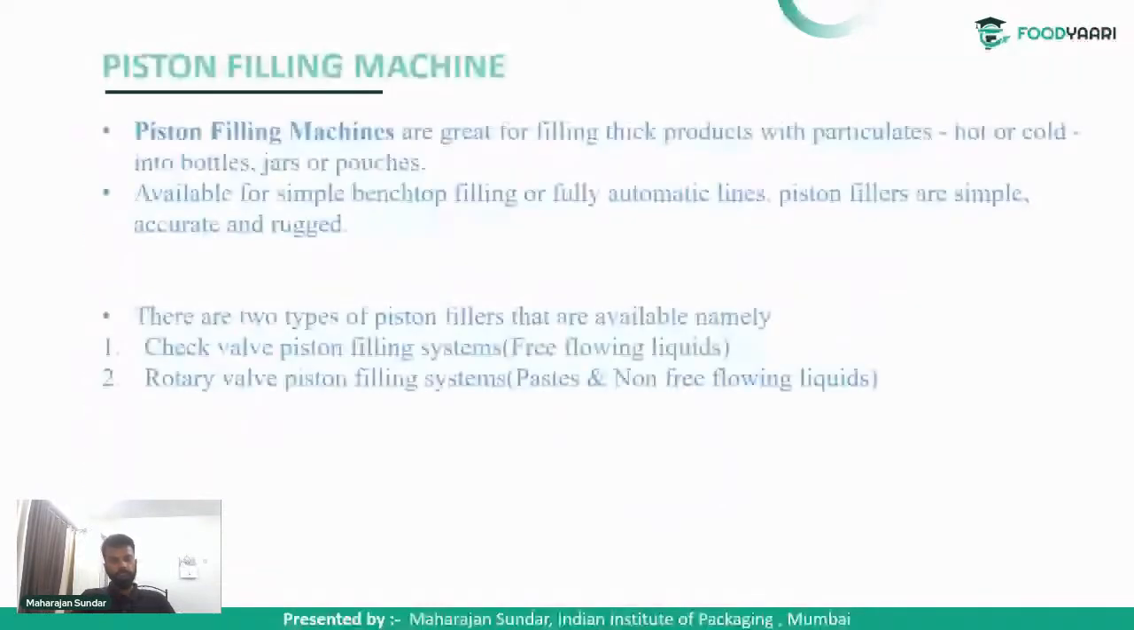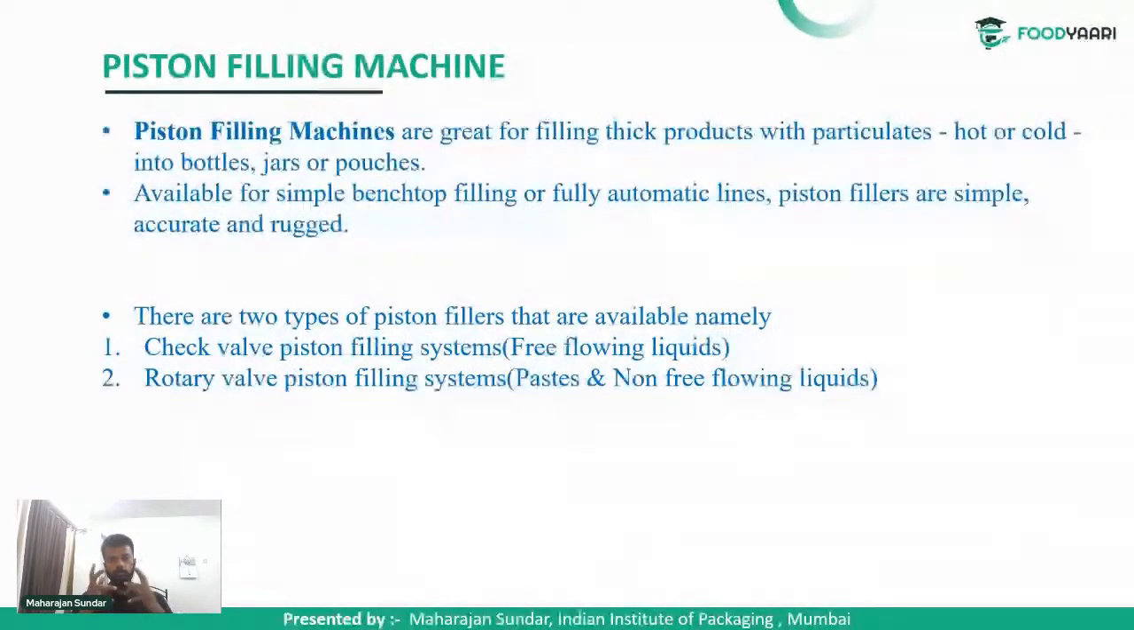Piston filling machines are of two types, basically check wall piston filling machines and rotary wall piston filling machines. And why are these piston filling machines used? These piston filling machines are generally used in packaging of liquid products. That is categorized into two: free flowing liquids and non free flowing liquids or pastes. For free flowing liquids, we use check wall piston systems, and for paste and non free flowing liquid, we use rotary.